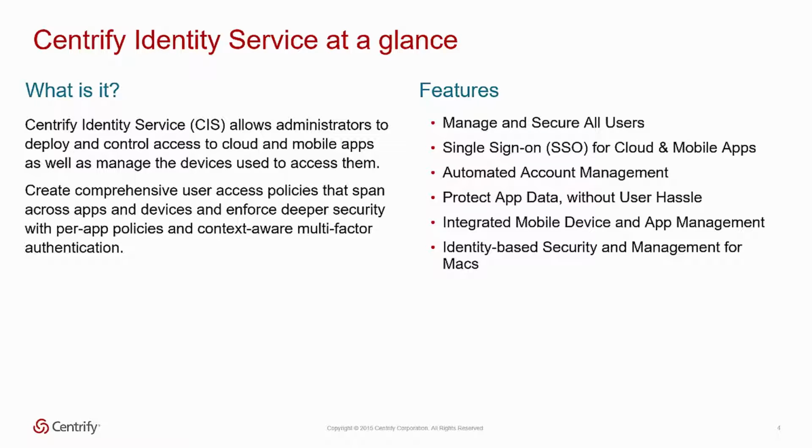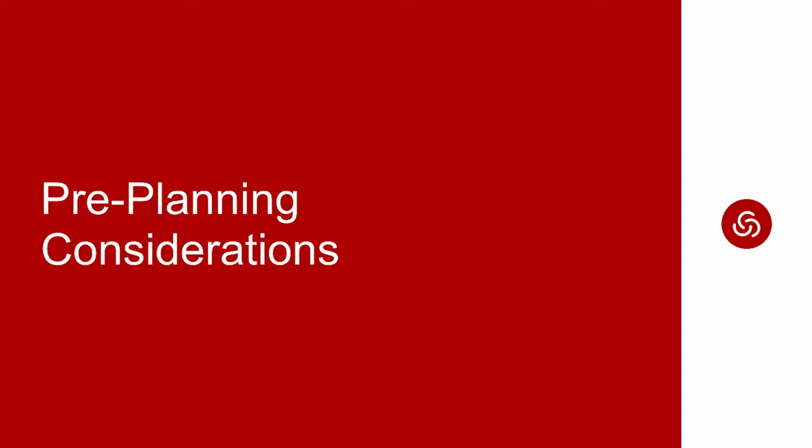To briefly summarize, Centrify Identity Service improves end-user productivity and secures access to cloud, mobile, and on-premise apps via single sign-on, user provisioning, and multi-factor authentication. Centrify also allows administrators to secure access to cloud and mobile apps as well as manage the mobile devices used for access. Let's quickly discuss some pre-planning items you should consider during your rollout.